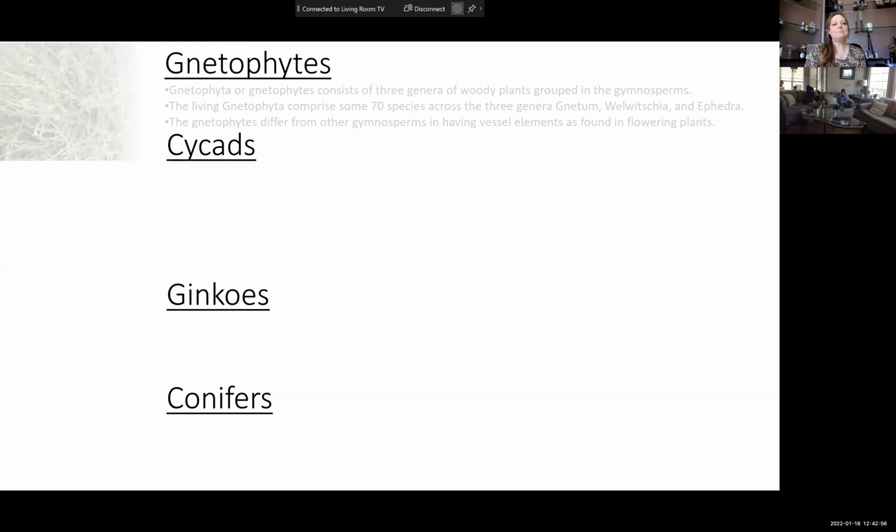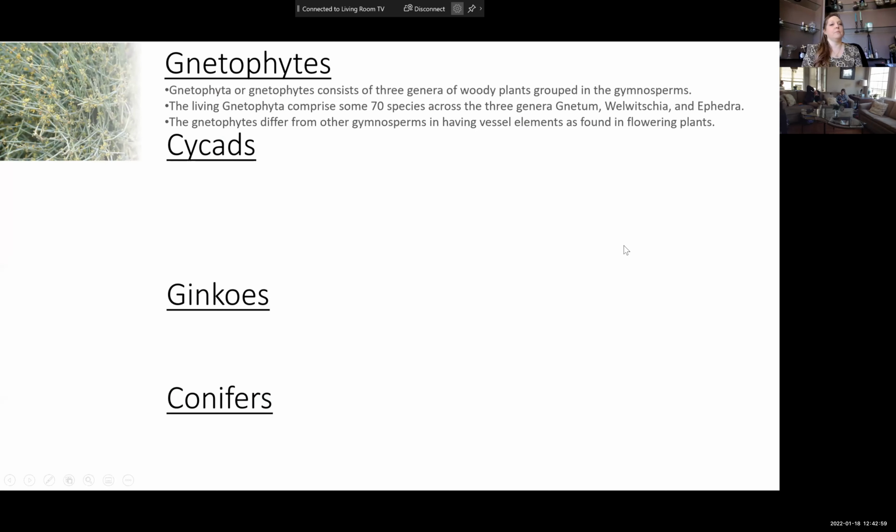All right. So here are different types of gymnosperms. We have neophytes. These neophytes are these kind of low growing, sort of weedy, but they're woody too. The neophytes or Gnetophyta, kind of like brush stuff, right? They consist of 3 genera of woody plants grouped in the gymnosperms. The living Gnetophyta comprise some 70 species across 3 genera.